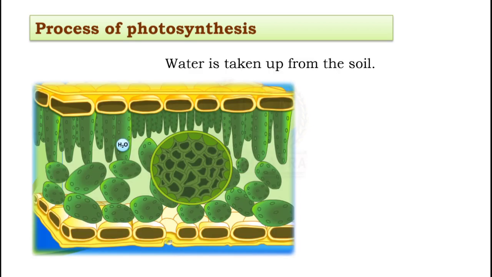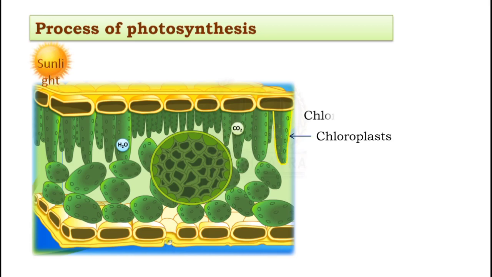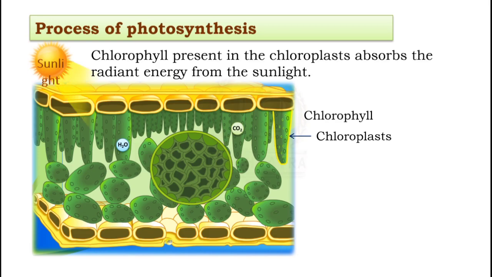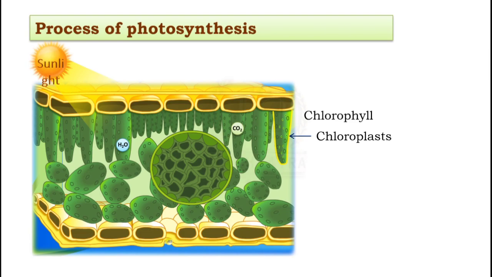Now water is taken up from the soil. এতিয়া পানীটো ক'ৰ পৰা লয় plants? Yes, definitely it takes water from the soilৰ পৰা লয়. Now see chlorophyll which is present in chloroplast. So chloroplast to hoise eta organelle jot pigment chlorophyll to present ase. So chlorophyll present in the chloroplast absorbs the radiant energy from the sunlight. Is sunlight to absorb kore.